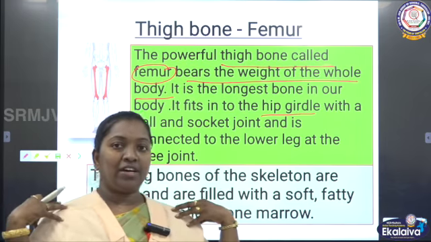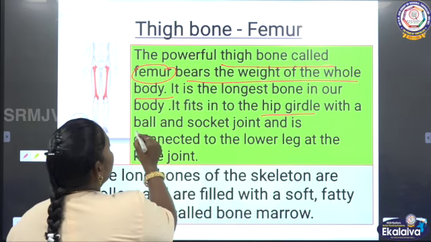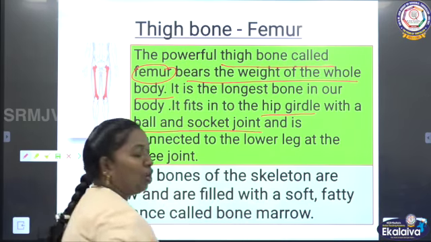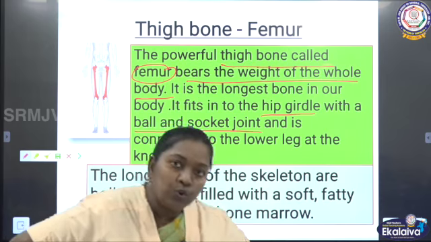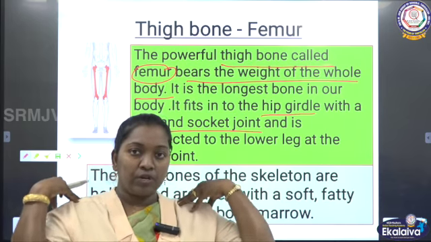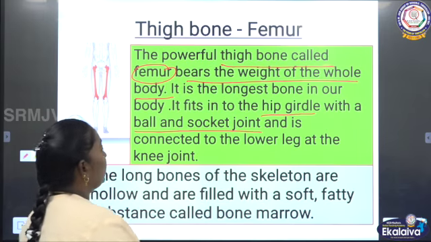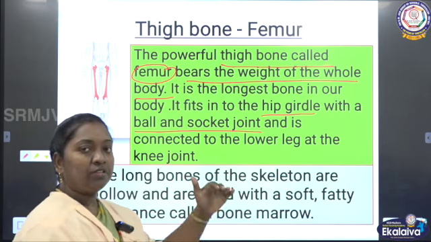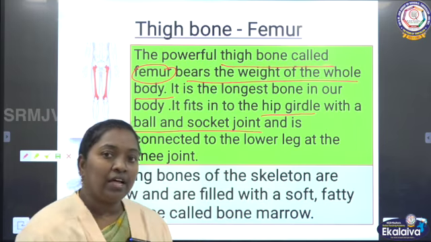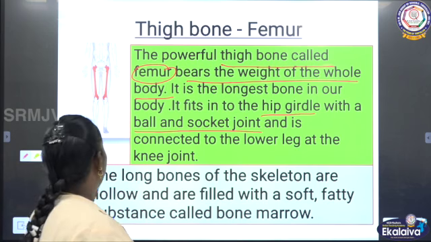The limbs are attached to the bone with the help of a joint, the ball and socket joint. One is in the hip, which helps us to move. The ball and socket joint also helps us to move our arms. It is connected to the lower legs or the knee joints. This is our thigh bone, that is the hind limbs. Our legs are attached to the body.